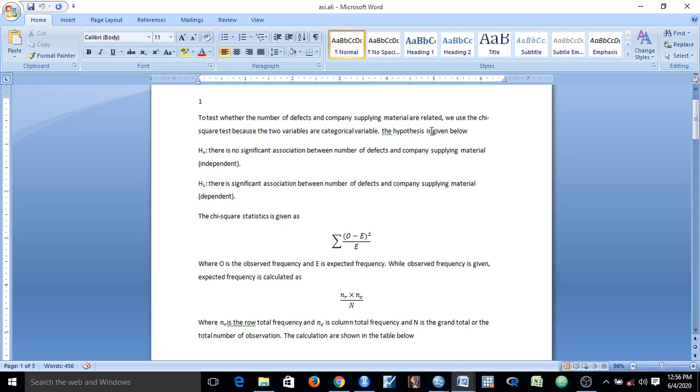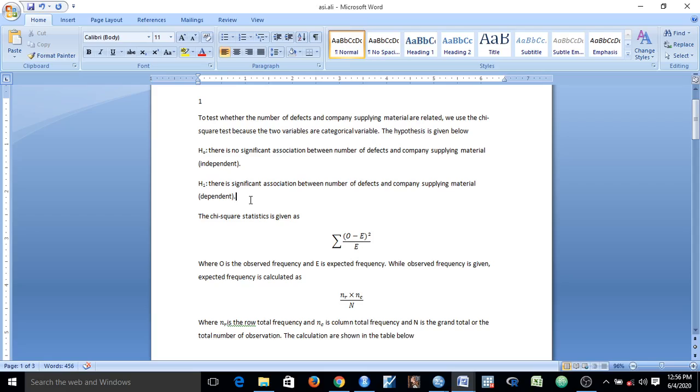So the first step is to state the hypothesis. H0 is that there is no significant association between number of defects and company supplying material, which means that the number of defects and company supplying material are independent. The alternative hypothesis is that there is significant association between number of defects and company supplying material. That is, the company supplying material and the number of defects are dependent.